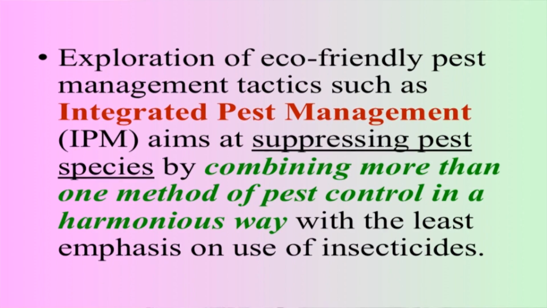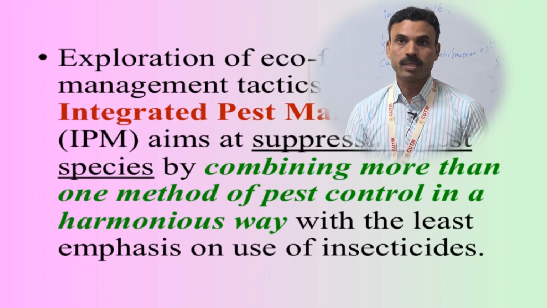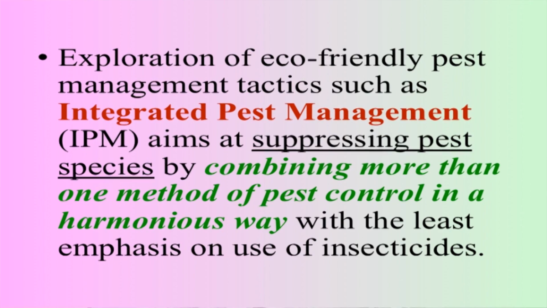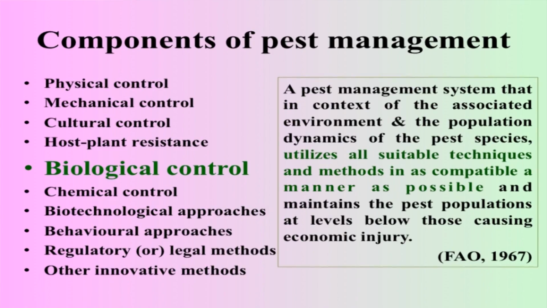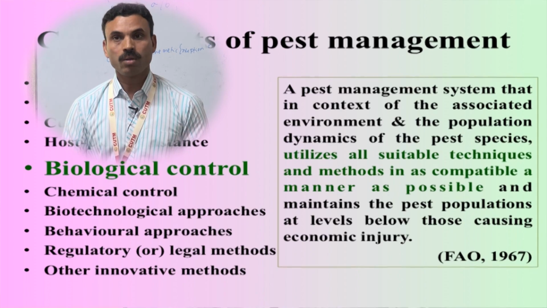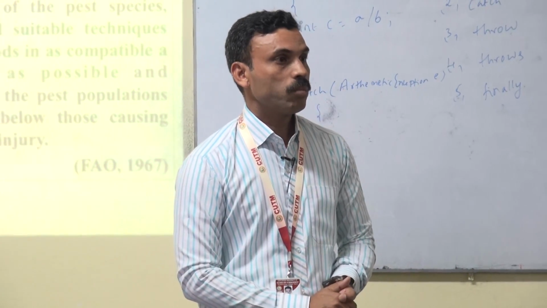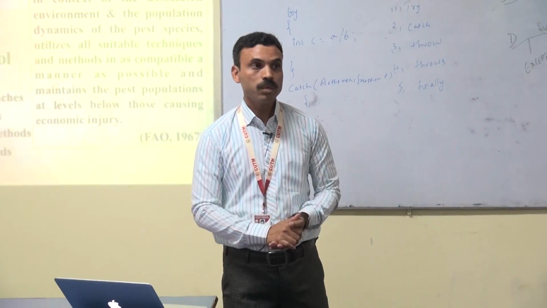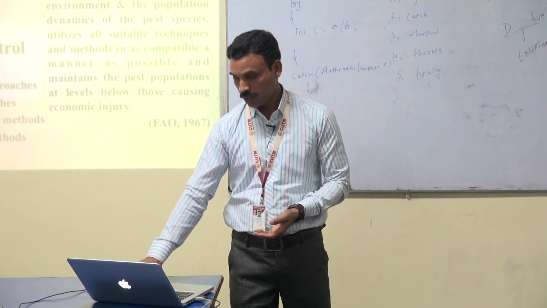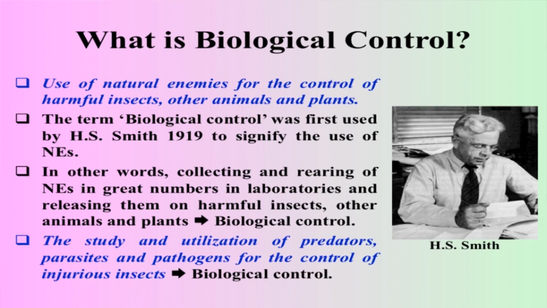Overall, what we see is the exploration of eco-friendly pest management tactics such as integrated pest management. It aims at suppressing the pest population level by combining all the available methods in a harmonious way, with the least emphasis on chemical insecticides. The components of integrated pest management, as we know, are physical, mechanical, cultural, host plant resistance, chemical and biotechnological. Today's emphasis will be the biological control agent and how it could be integrated as a part of integrated pest management.